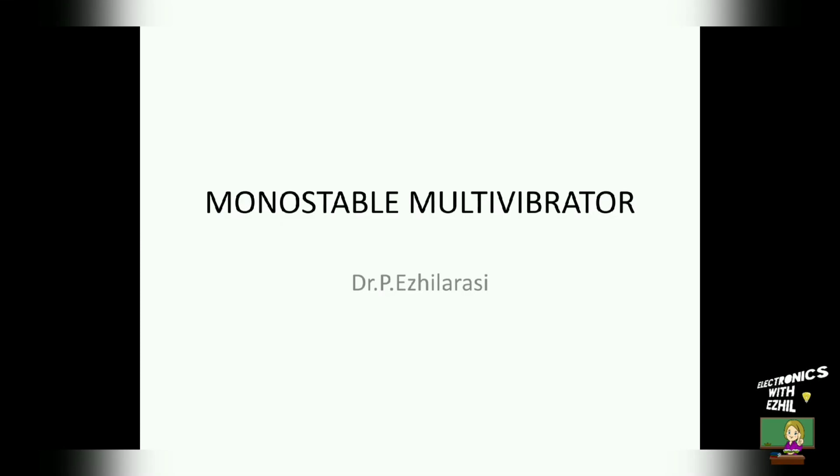Hello viewers, in this video I am going to present the operation of monostable multivibrator. As the name implies, it has one stable state and one quasi-stable state. When an external trigger pulse is applied, the circuit changes its state from stable state to quasi-stable state. Then the circuit returns back to the stable state automatically after a short time interval t, as we discussed in the previous lecture.